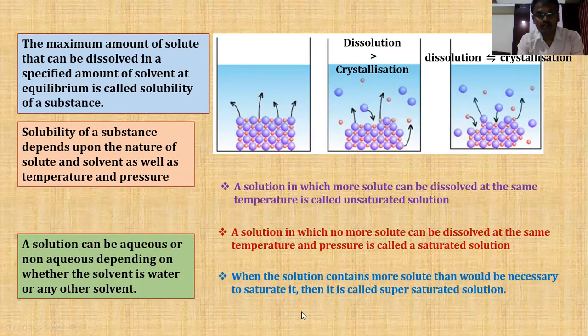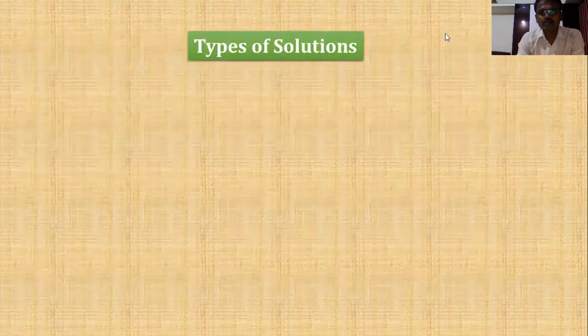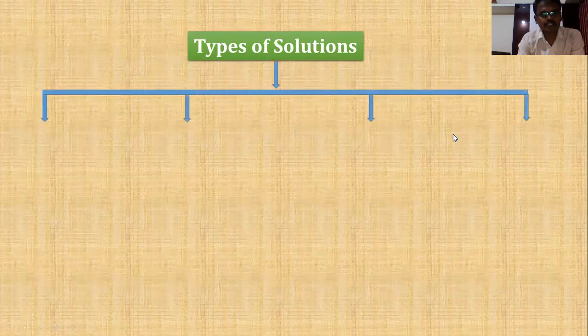Now students, we have understood different types of solutions. We understood dilute solution, concentrated solution, saturated, supersaturated, aqueous, non-aqueous, and we also understood binary solution, ternary solution, etc. Now let us summarize the types of solutions. Yes, we have different types of solutions as we have already discussed.